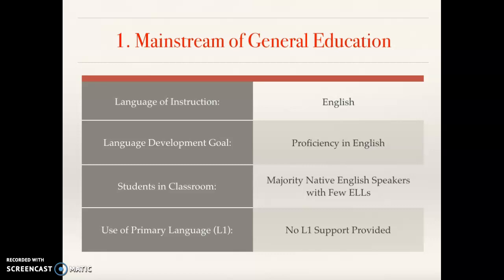As I go through this, we will see that the choice of model is dependent on its features and the needs of the students. So our goal for mainstream or general education is proficiency in English. Language of instruction is English, and this is more of an immersion model. The students in the classroom are majority native English speakers with few ELLs, and there is no L1 support provided.